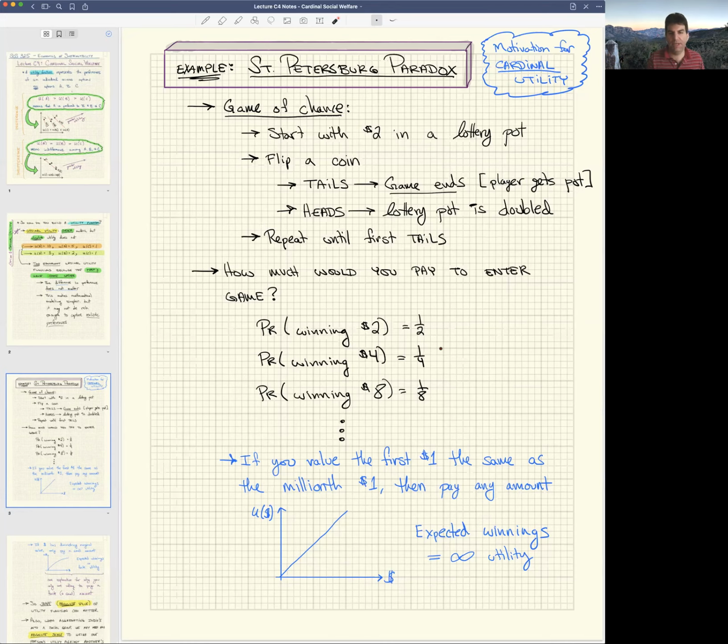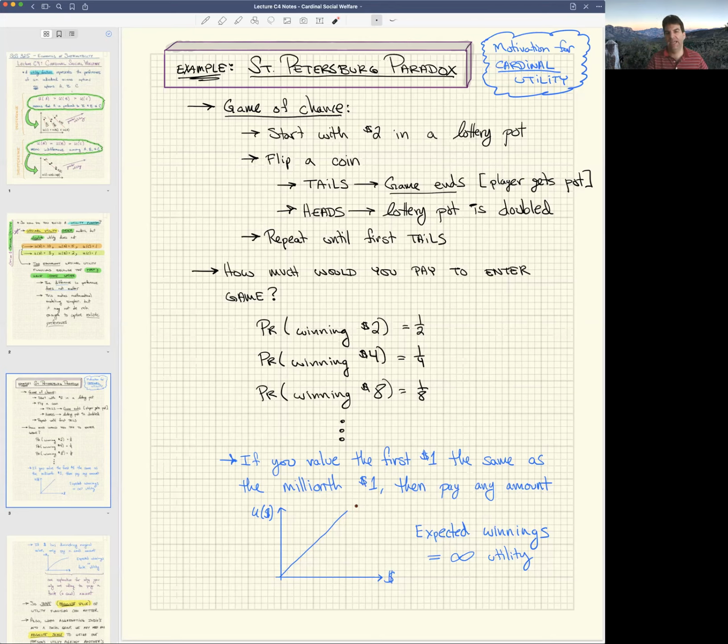But in reality, most people, when they play this game, are not willing to pay more than, say, $25. And it turns out that really rich people are willing to pay $25. People with less money are willing to pay no more than like $5 or something like that. So it also seems to depend on the person, but there is an upper bound and it is a low upper bound.